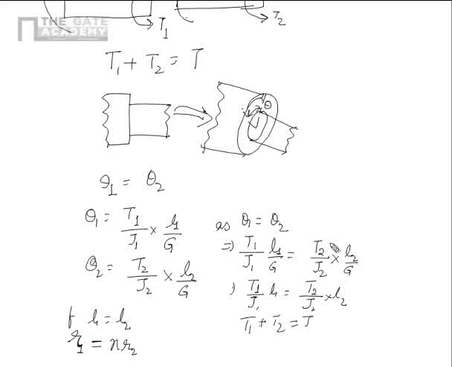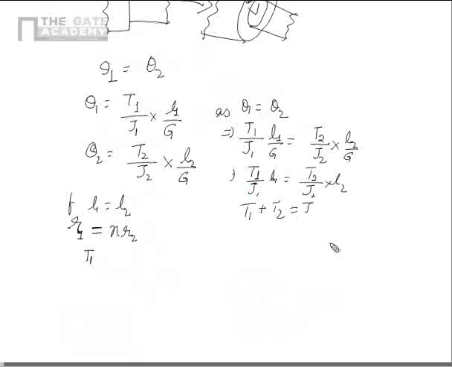If I'm given this condition, I apply it here, so I know that T1 by J1 L, let's say that both the lengths are equal to L, is equal to T2 by J2 into L. So this gets cancelled out. Now it is given that R1 is n times R2, so I can feed in that value here.